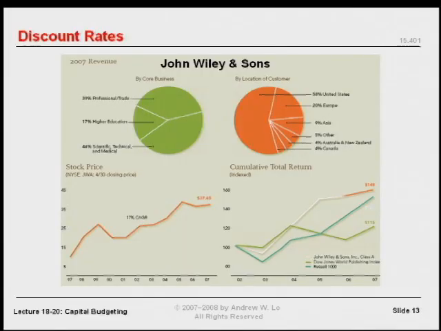This is the revenues of John Wiley & Sons, sorry, in 2007. If you look at the core business, 39% professional trade, 17% higher ed, 44% scientific, technical, and medical. That's not a perfect match for Bloomberg, but that's not bad, right? That's within the same general area. What we would really prefer is if it were just this slice that we could carve out and figure out what that business looked like. But that's not so easy to do because it's one company that's doing all of it.